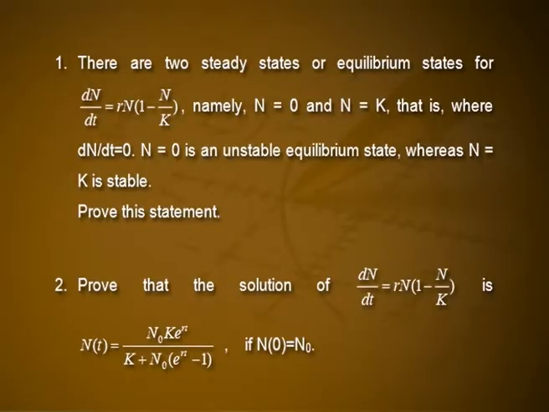First one, there are two steady states or equilibrium states for the equation dN by dt equal to RN into 1 minus N by K, namely N equal to 0 and N equal to K, that is where dN by dt is equal to 0. N equal to 0 is an unstable equilibrium state, whereas N equal to K is stable. Prove this statement. Second problem, prove that the solution of dN by dt equal to RN into 1 minus N by K is N of t equal to N naught K e raised to Rt divided by K plus N naught e raised to Rt minus 1, if N of 0 is equal to N naught.